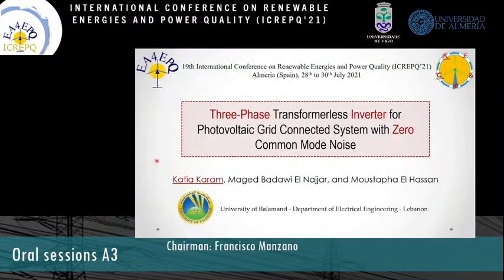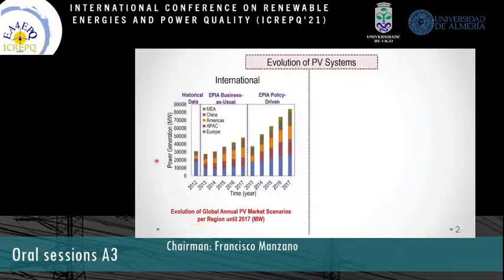In this presentation, I will be discussing how our proposed three-phase transformer-less inverter is able to totally eliminate the common mode noise in photovoltaic grid-connected systems. In the 21st century, the PV source becomes one of the propitious ways for power generation since it's not polluting, efficient, and climate-friendly. This idea is strengthened in this graph that shows the evolution of the annual global PV market in megawatt. As illustrated, the global market of PV systems is increasing continuously over the years.